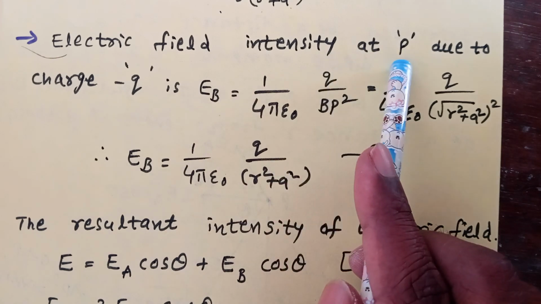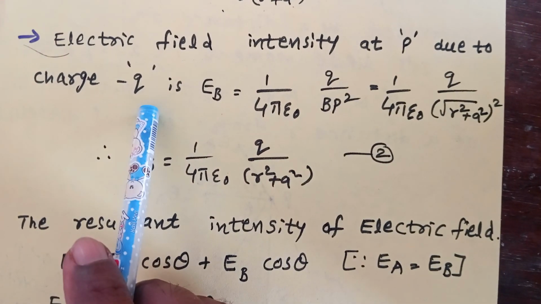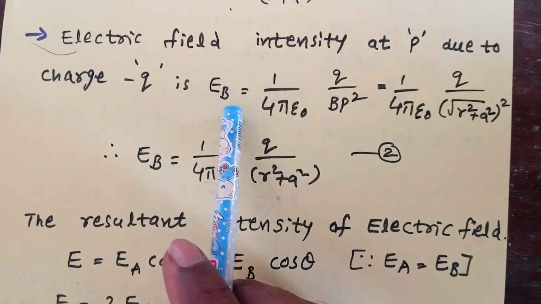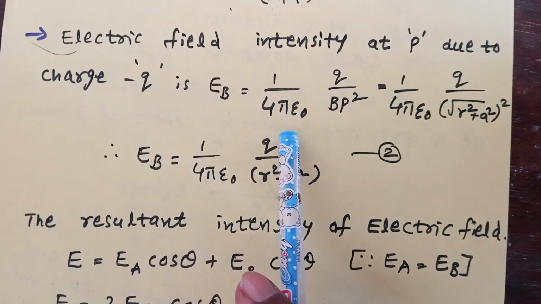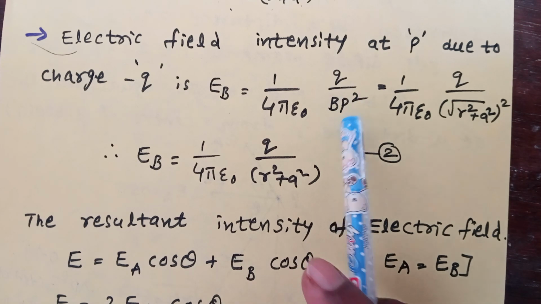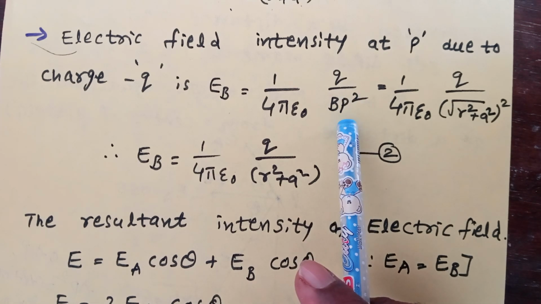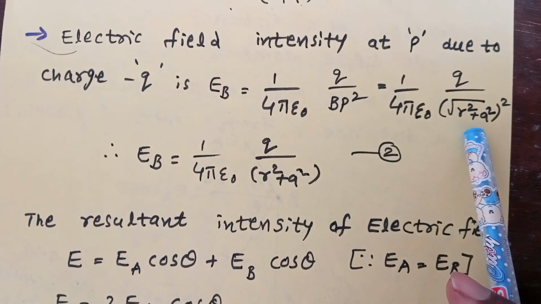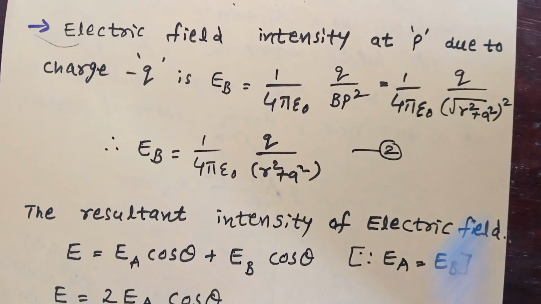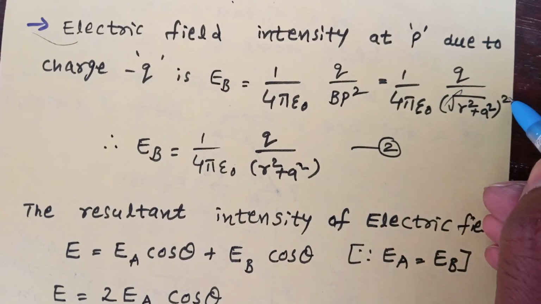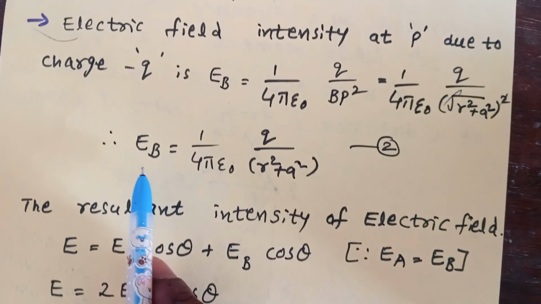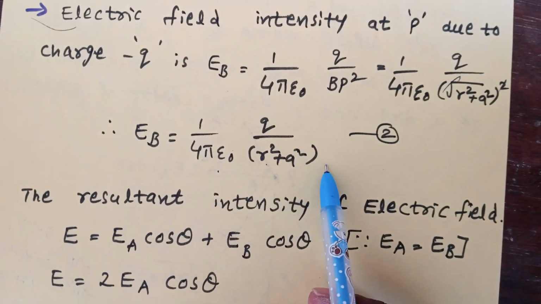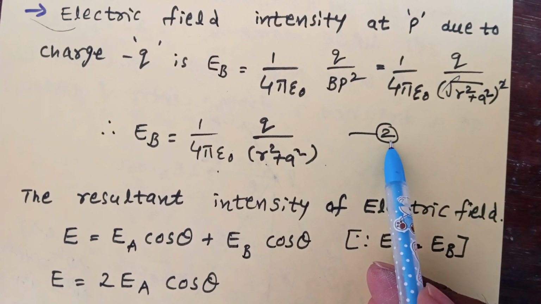Electric field intensity at P due to the negative charge: EB is equal to 1 by 4 pi epsilon naught q by BP square. BP value is the same as AP, the square root of r square plus a square, whole square. Here the square root and square cancel, so EB is equal to 1 by 4 pi epsilon naught q by r square plus a square. This is considered as the second equation.